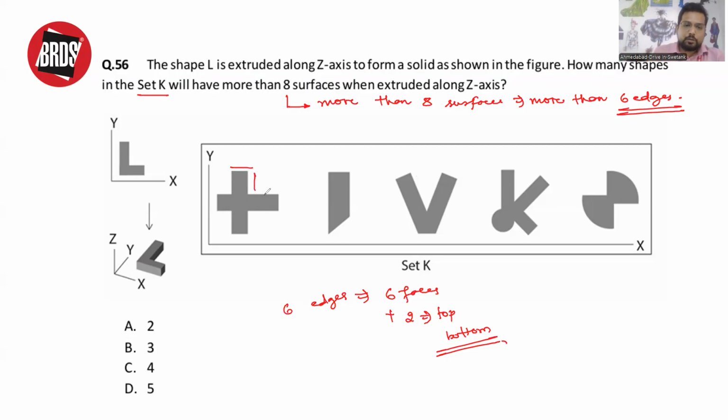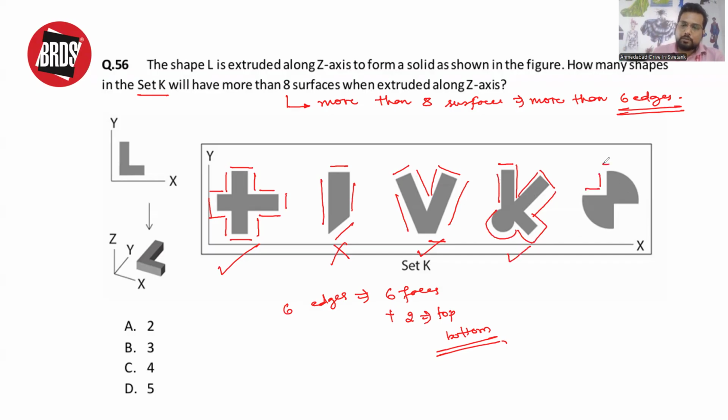So 1, 2, 3, 4, 5, 6, 7, 8, 9, 10, 11, 12. Definitely this is one of them. 1, 2, 3, 4, not, 1, 2, 3, 4, 5, 6, 7. Yes. 1, 2, 3, 4, 5, 6, 7, 8, 9, and 10. Yes. 1, 2, 3, 4, 5, 6. It is exactly 6, and we have to get more than 6, so even this is not correct. The answer would become only 3 figures.